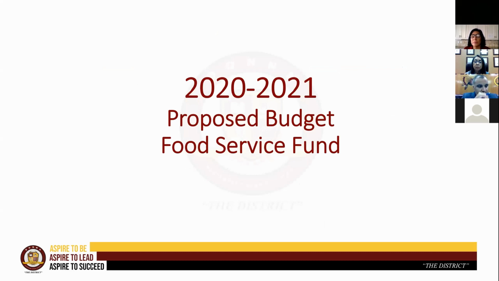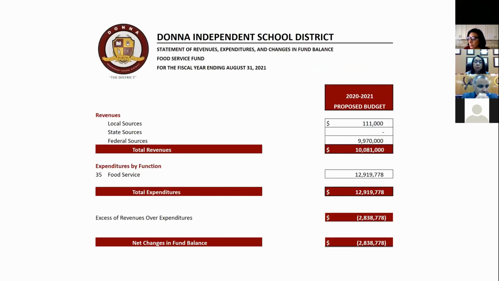The other fund that is also required to be adopted by the board is the food service fund. And we have here, it has two major sources of revenue. It is our local revenues and our federal revenues. By far, the largest chunk comes from the federal revenues at almost $10 million, and our local sources at about $111,000 for total revenues of $10,081,000.